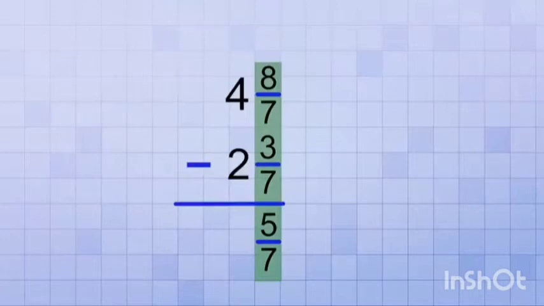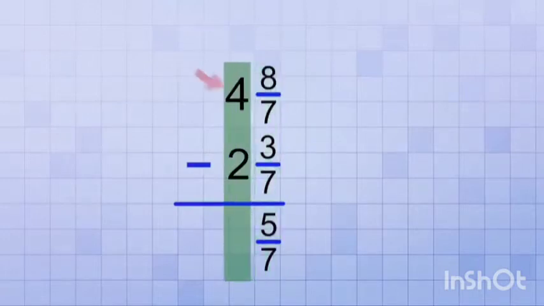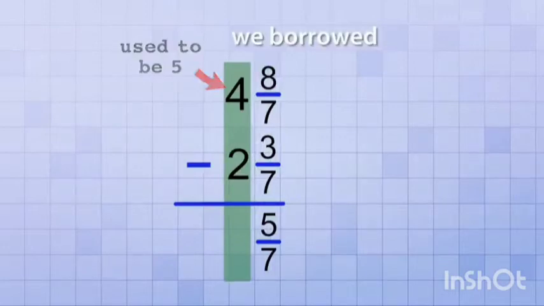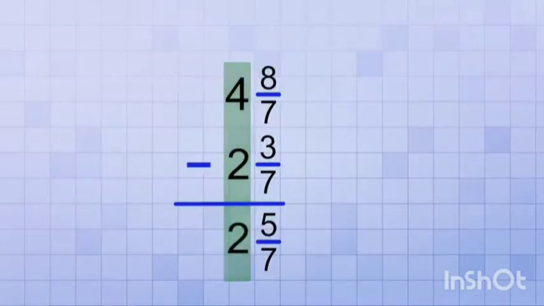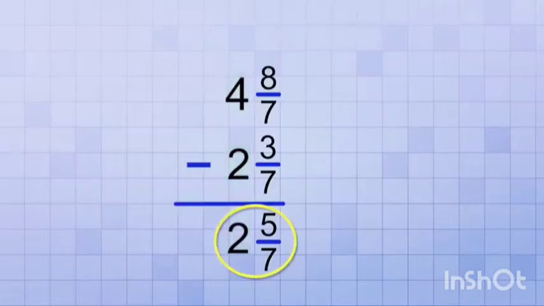And then we just need to subtract the whole number parts. The top whole number used to be 5, but we borrowed from it, so now it's 4. 4 minus 2 equals 2, so our answer is 2 5/7.